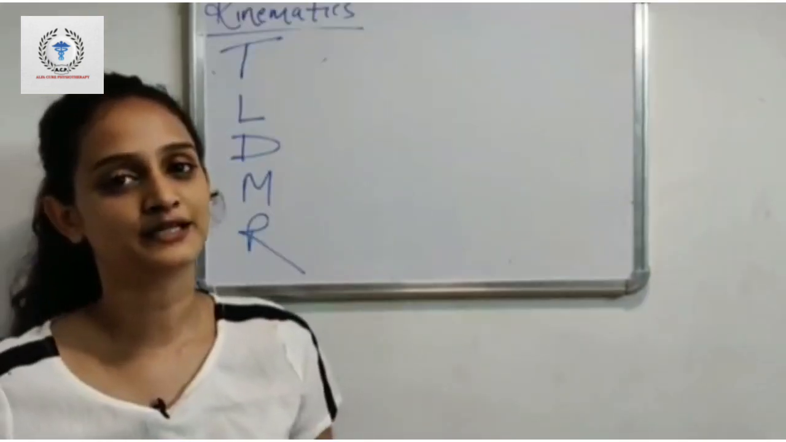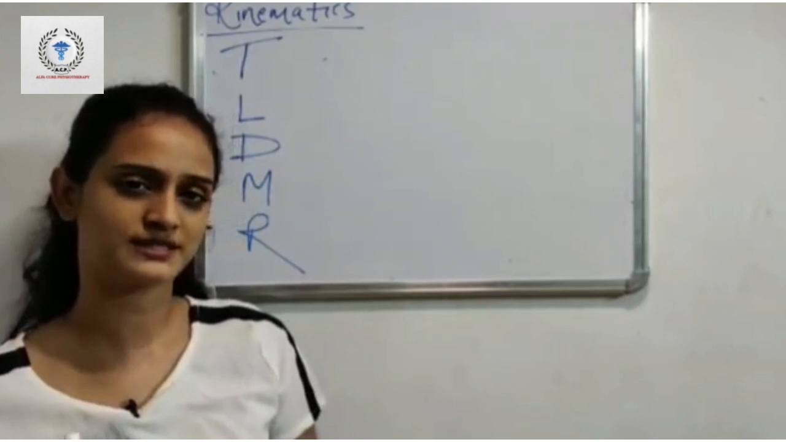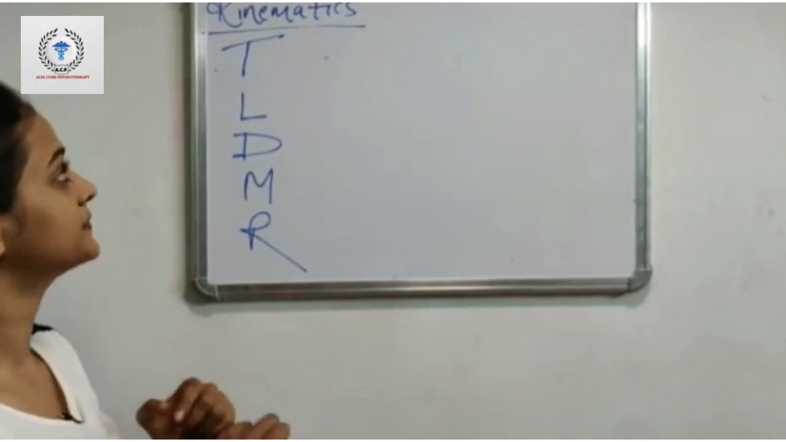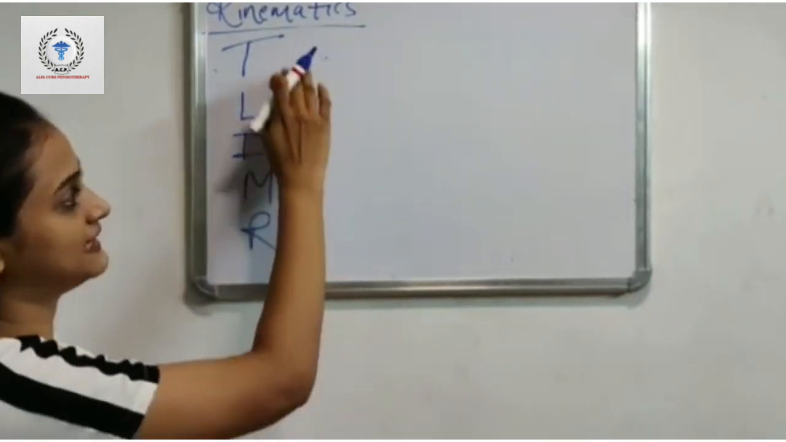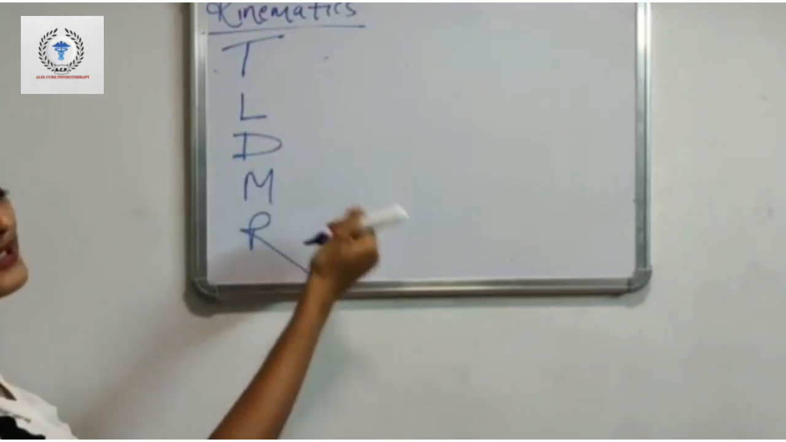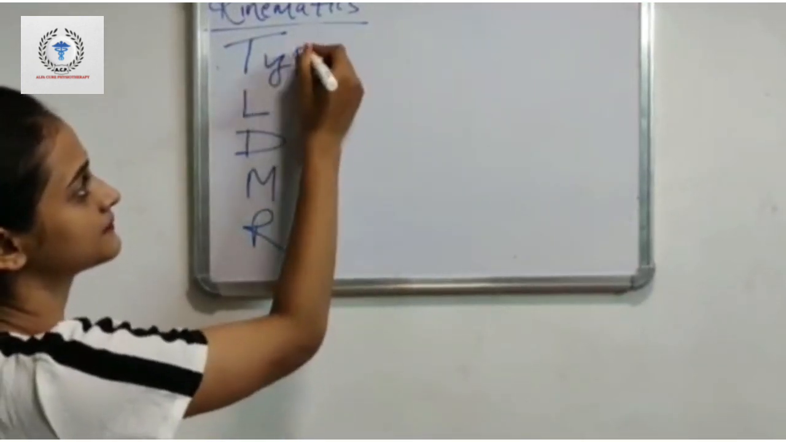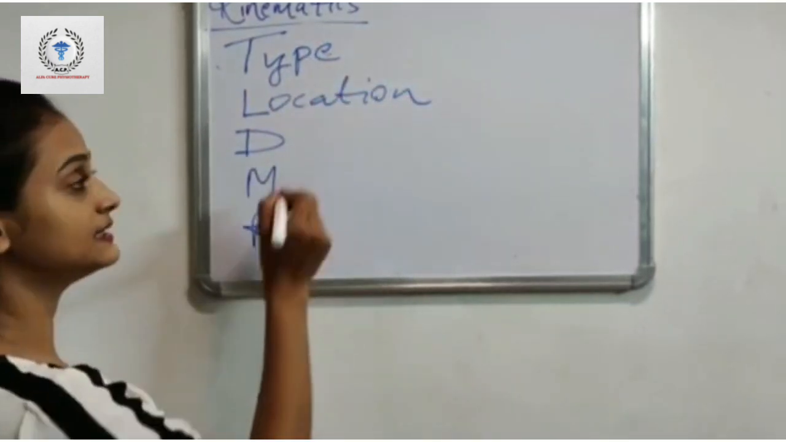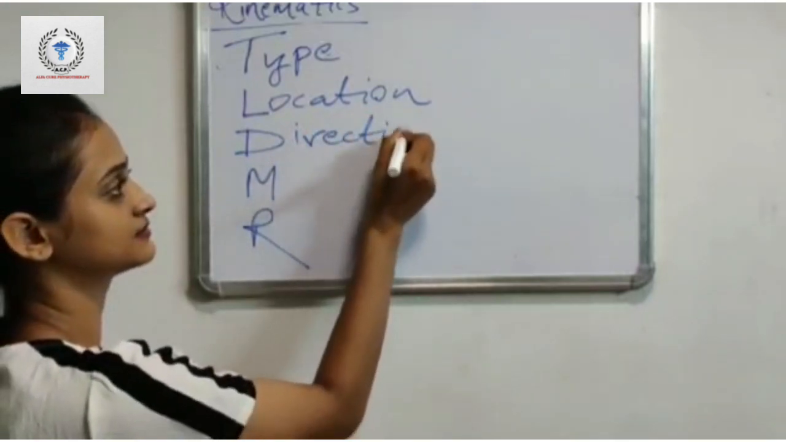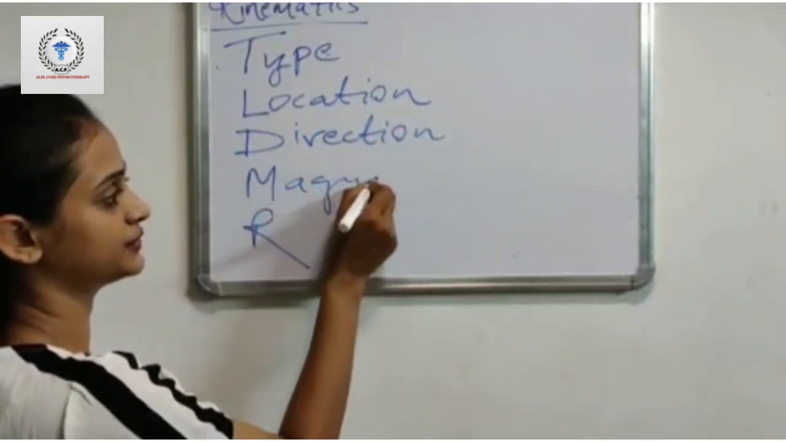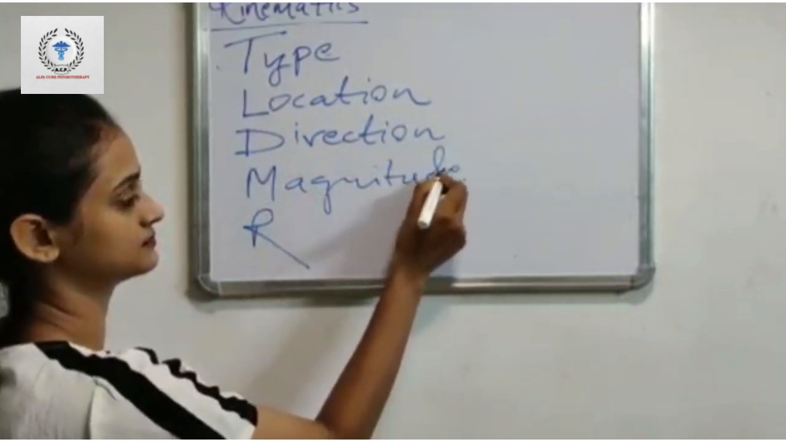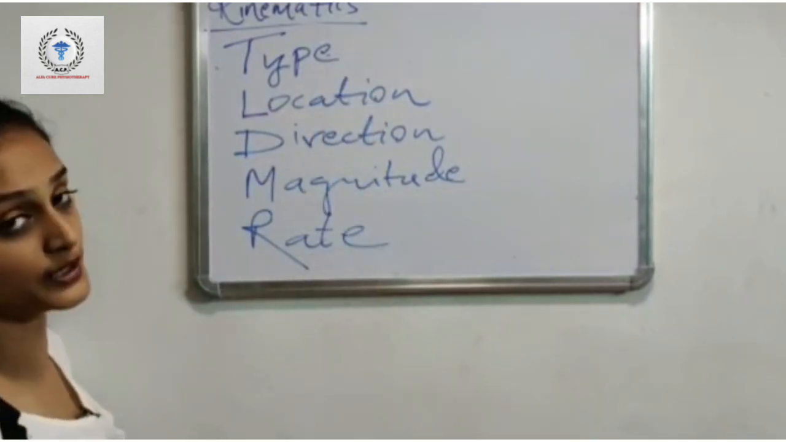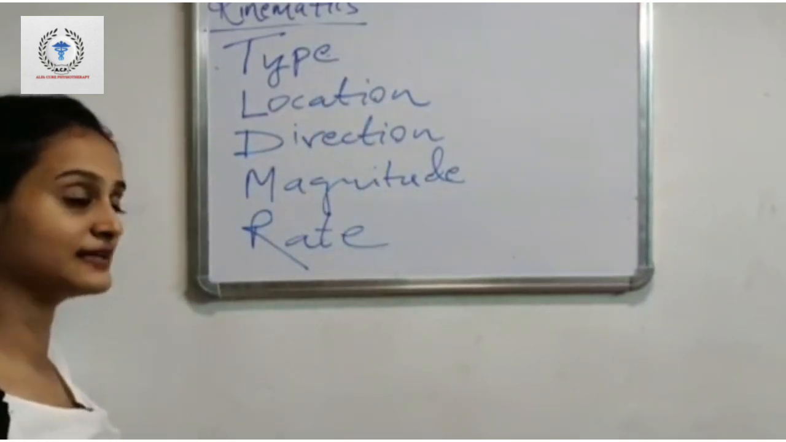As I have said, kinematics is the description of motion. It can also be said as displacement of a particular segment. There are 5 variables which you have to remember. You can remember them by the mnemonic TL DMR: T is type, L is location, D is direction, M is magnitude, and R is rate. So TL DMR: type, location, direction, magnitude and rate.